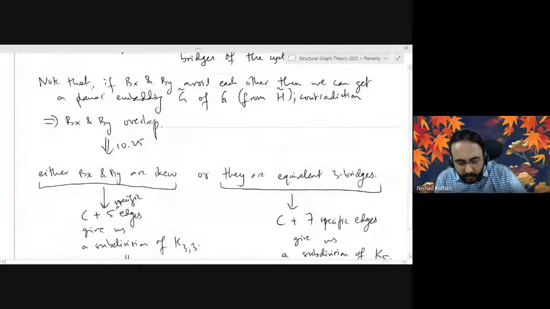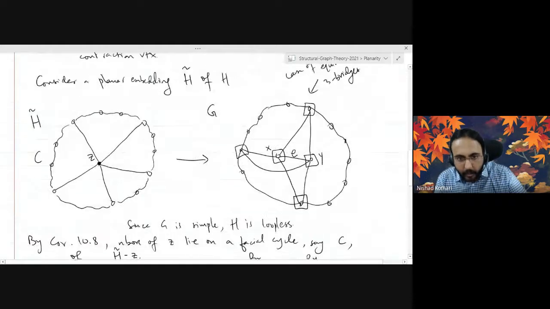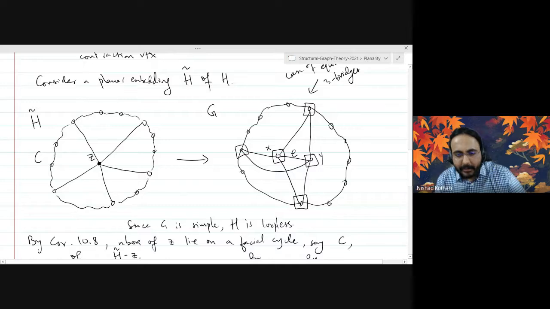Another point I want to make here is that in the case of skew bridges, you can have lots of vertices of attachment. Whereas in the case of equivalent three bridges, you have exactly three vertices of attachment for x and for y, and these are exactly the same set of three vertices. So in that sense, equivalent three bridges is a much more constrained and special case, whereas the case of skew bridges is much more general.